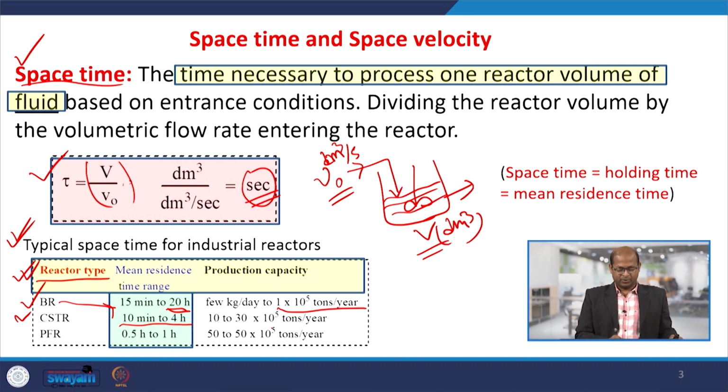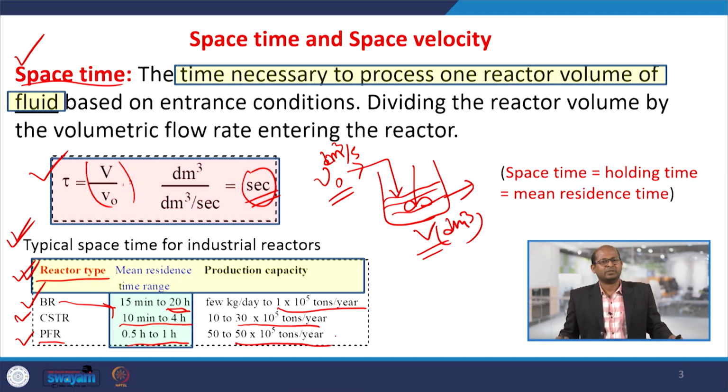In this case the production rate is also higher. Similarly, if we use a plug flow reactor, the mean residence time is 0.5 hour to 1 hour, and here the production capacity is higher compared to the other reactors. So, if we change from one reactor to another, the space time also varies from reactor to reactor. Depending upon that, we can get higher production if a particular reaction needs a higher production rate.